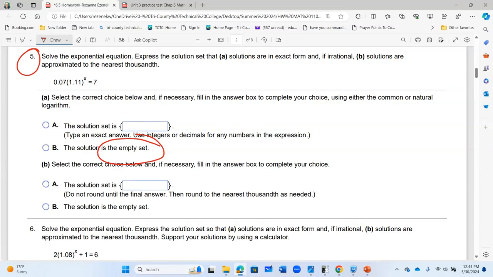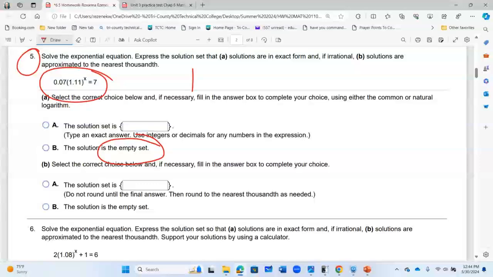that the solutions are extraneous or an empty set, because the argument is allowed to be negative. Okay, so let's solve this one. The bases are not equal.